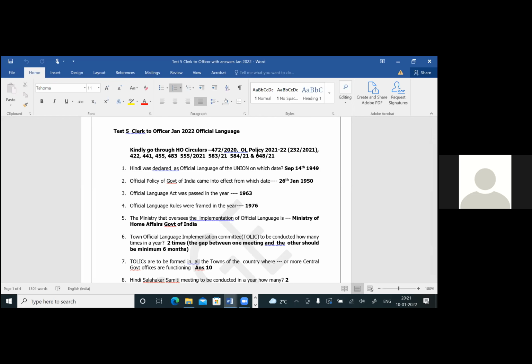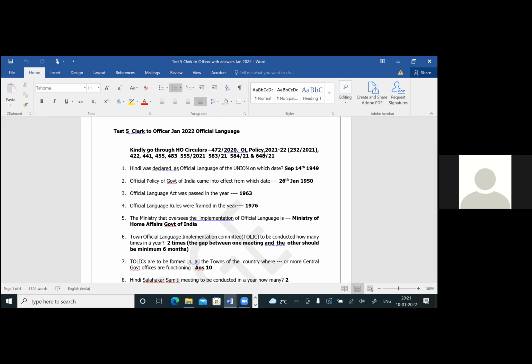If time permits, go through the circulars. The OL policy of the bank is given in 232/2021. Then HO circulars 422, 441, 455, 483, 555, 583, 584, and 648. That is 9 circulars issued by the bank in the current year on the OL policy of the bank. Please go through them. What is given in these circulars is also very important from the examiner's point of view.